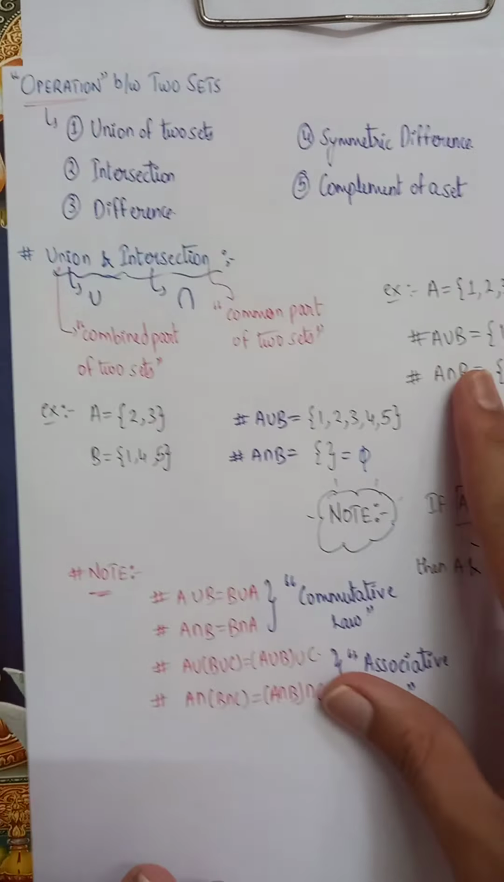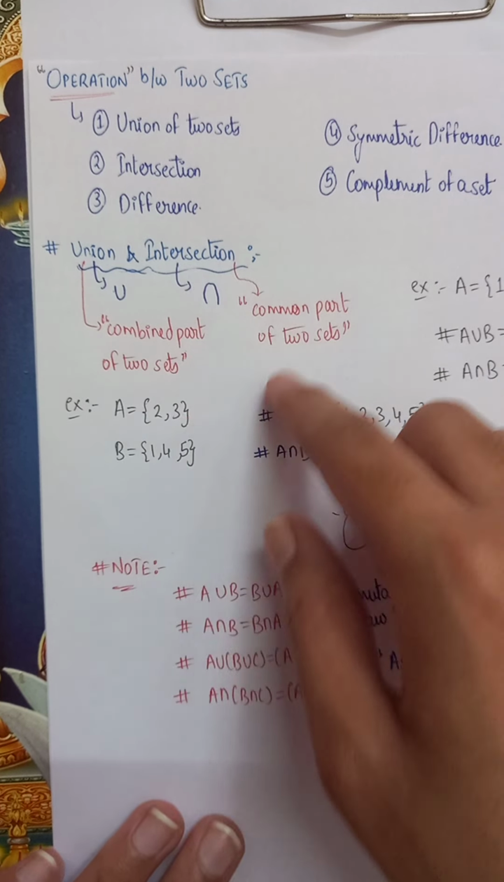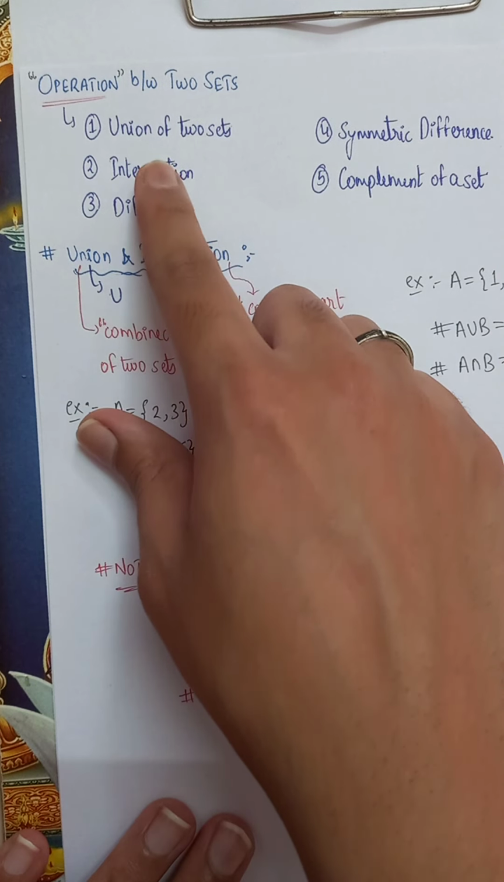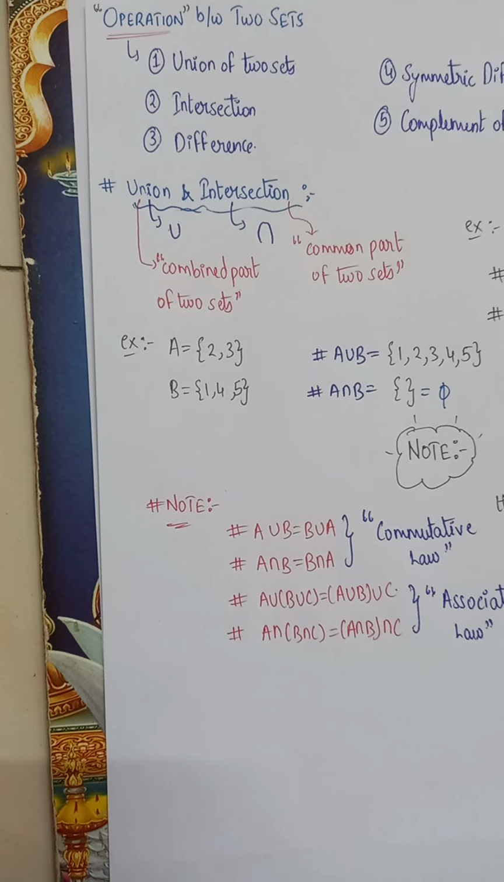Okay, so in the last lecture we covered the operations between two sets, in which we did the first and second points, that is union and intersection of two sets. So let's start today's lecture.